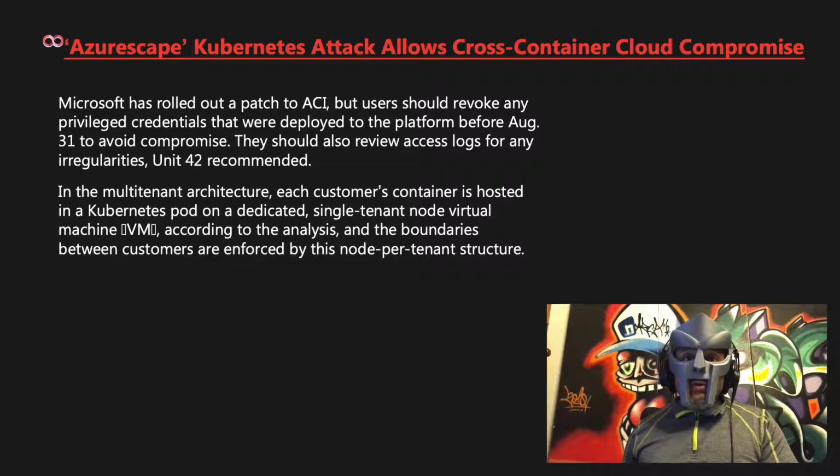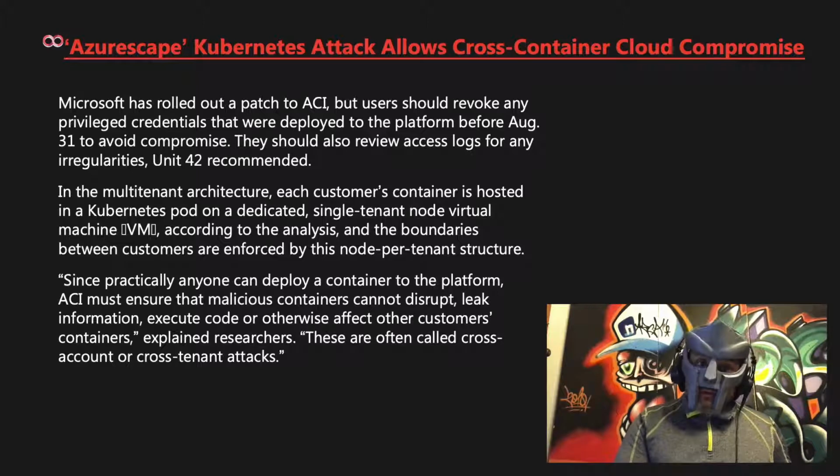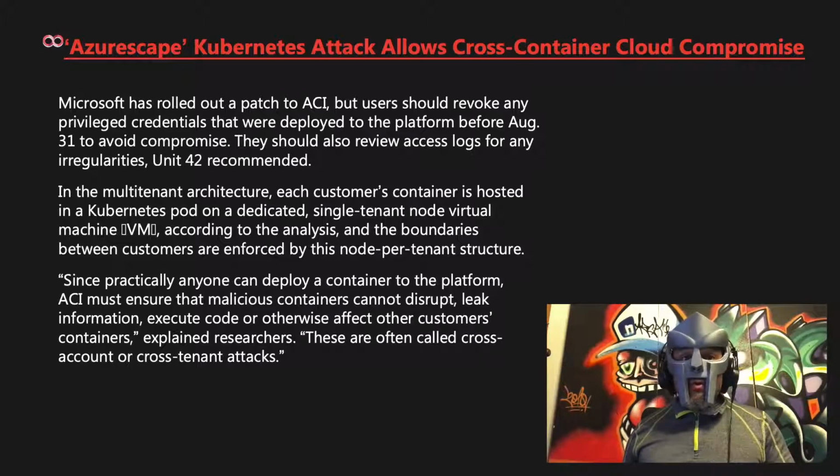In the multi-tenant architecture, each customer's container is hosted in a Kubernetes pod on a dedicated single-tenant node virtual machine, according to the analysis, and the boundaries between customers are enforced by this node-per-tenant structure. Since practically anyone can deploy a container to the platform, ACI must ensure that malicious containers cannot disrupt, leak information, execute code, or otherwise affect other customers' containers, explain researchers. These are often called cross-account or cross-tenant attacks.